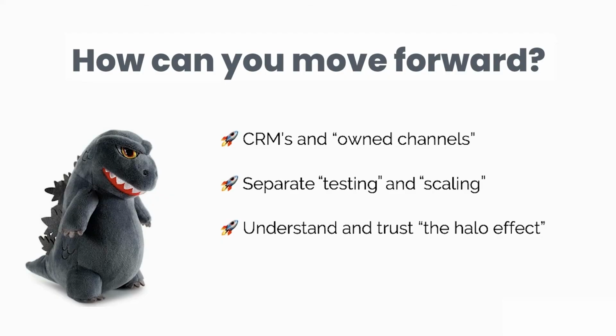So to summarize, leverage your CRM and really get that own channel. Separate your testing campaigns and your scaling campaigns, because in your testing campaigns you can really do dedicated coupons and dedicated landing pages, which you can't do at scale anymore. And lastly, keep investing in paid media, look at your indirect CPAs, and understand the halo effect of investing in paid media.